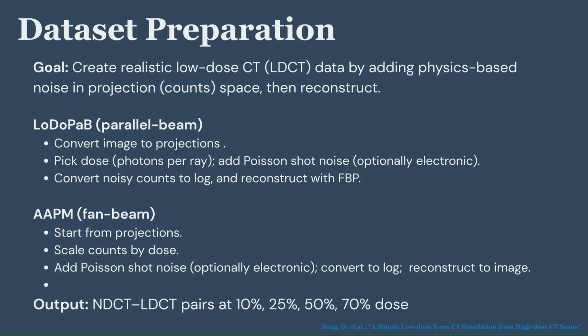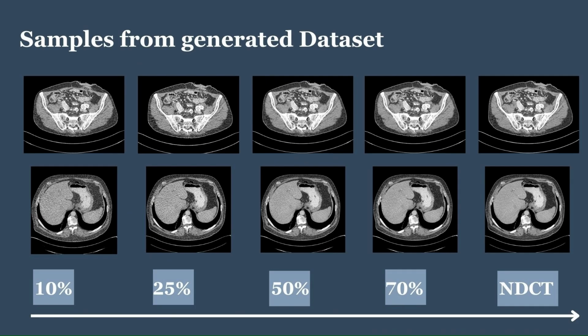We generate realistic LDCT using physics-based noise simulation. For LoDoPaB, we convert images to projections, add Poisson shot noise based on dose, and reconstruct using FBP. For AAPM, we noise the projection counts directly before reconstruction. This gives us paired LDCT and NDCT datasets at 10, 25, 50, and 70% dose levels. It is shown here for your visual reference.